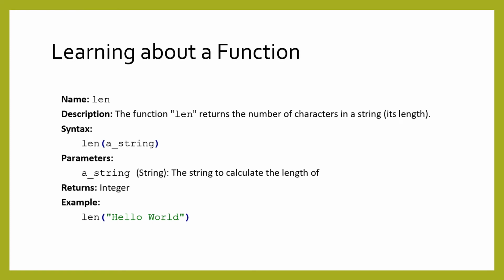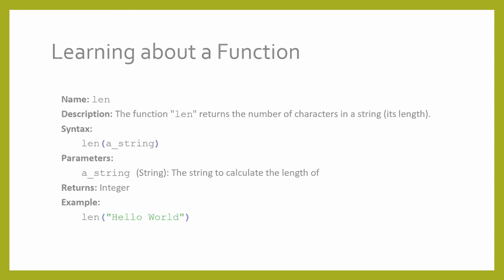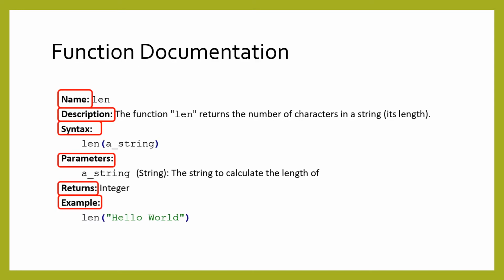Good programmers create documentation for their functions. Documentation is extra information about a function that makes it clear how it works. There are many ways to write documentation, but they usually have a few things in common. You should look for 6 major parts: the function's name, its parameters, its return value, its description, and examples of how to use the function.